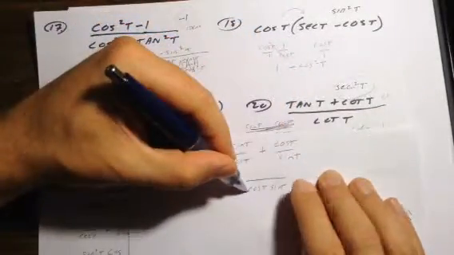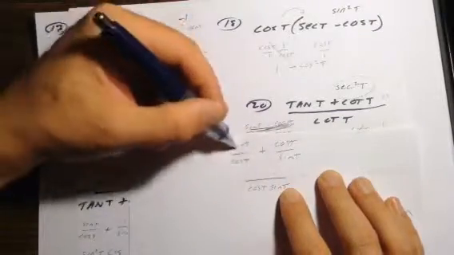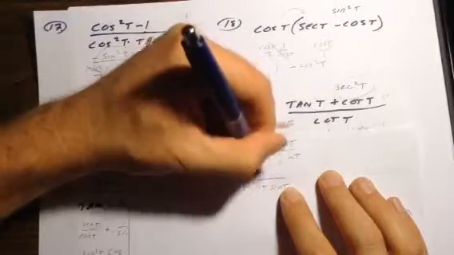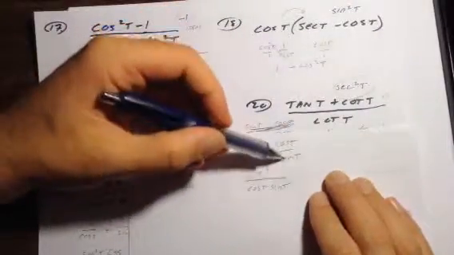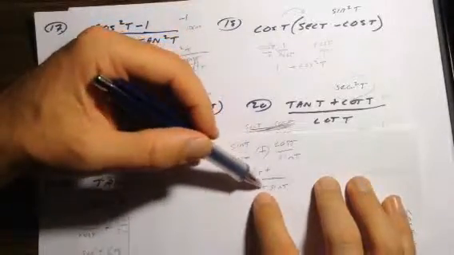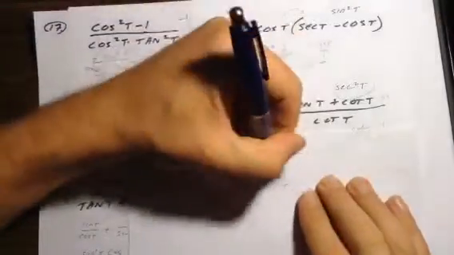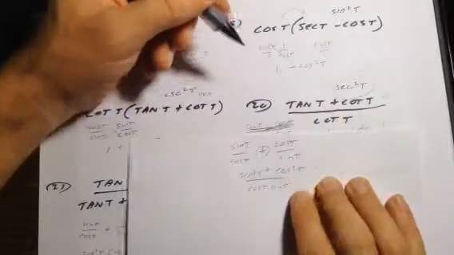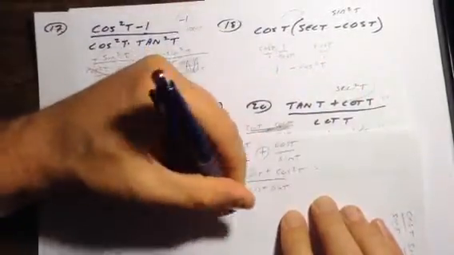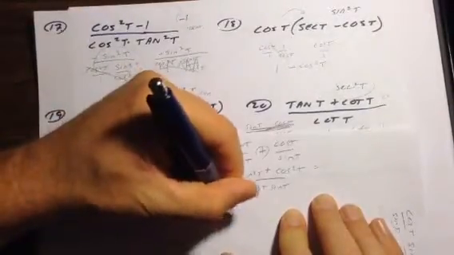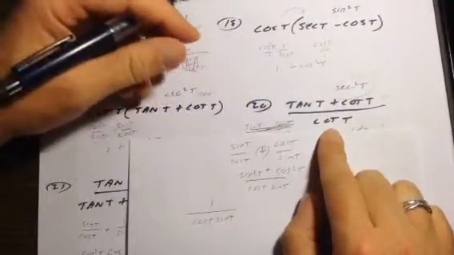This goes into this many times. Sine of t times sine of t is just sine squared t. Plus, sine goes into this amount. Cosine t times cosine t is cosine squared t. Now that's our original Pythagorean identity, right? That equals 1. So now I have 1 over cosine of t, sine of t, and all that's divided by cotangent of t.